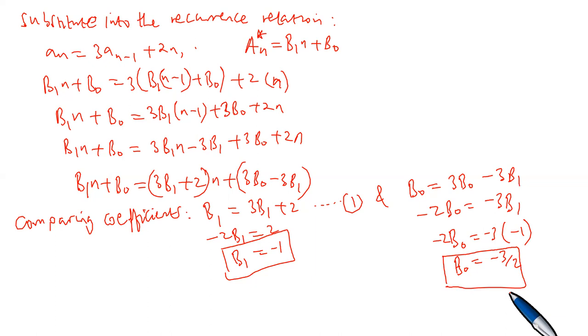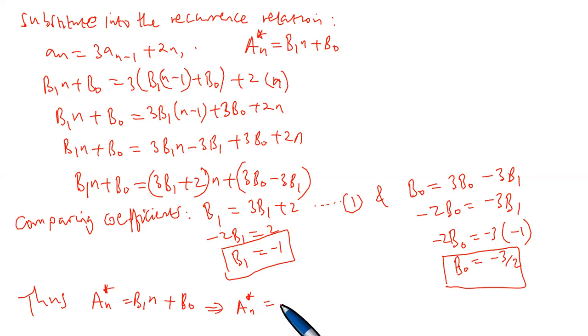Right, so we have this. We have this. Thus, what does it mean? This means, you'd remember that we got that A star equation. So, which means the A sub n star is B1n plus B sub 0, which means An star equals what is B1n, which is minus n minus 3 over 2.